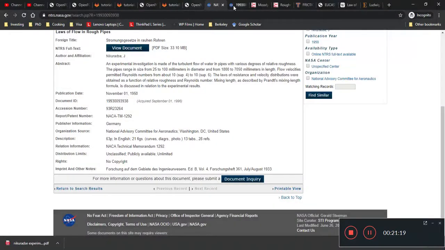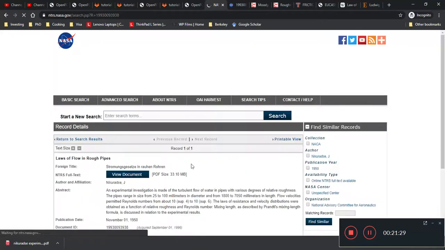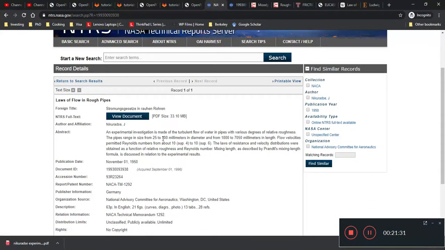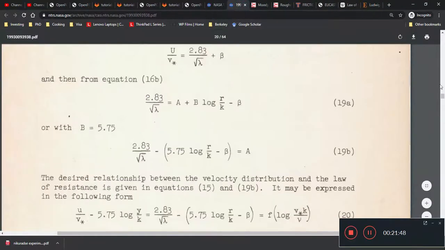Google this, and the first link you will find is this NASA page. You click on that, and then you will see this page here, and you can just click View Document. It will open a new tab and give you this document. It's loading. I'm not going to load this again because it is pretty big. I'll just cancel this, and I'll show you what the document looks like after it's been loaded.